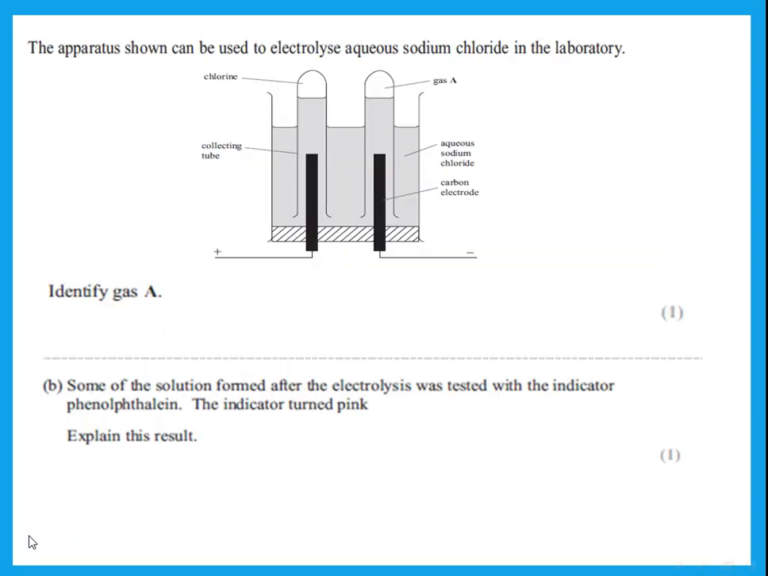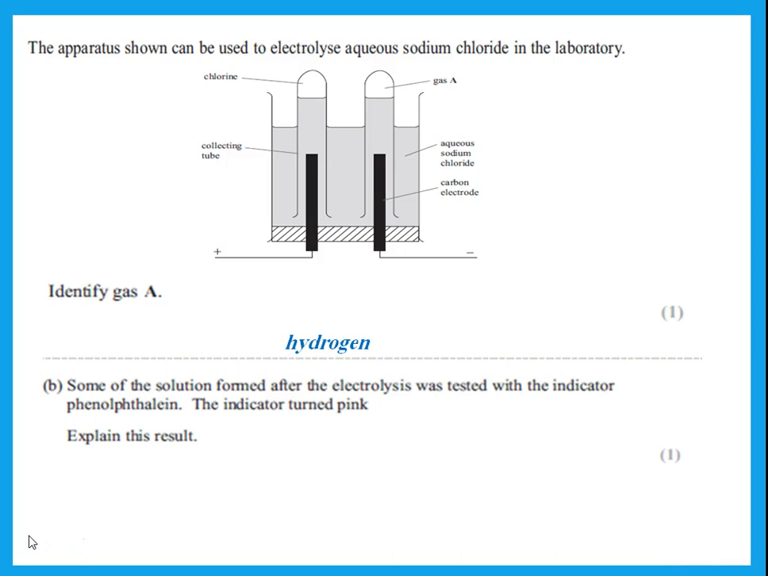The apparatus shown can be used to electrolyze aqueous sodium chloride in the laboratory. Identify gas A. Again, I go back. What is he doing? He's doing aqueous sodium chloride. Now, gas A is at the positive or the negative? Gas A is the one at the electrode connected to the negative. So I want the positive ions. Now, which positive ions do I have? I have sodium and I have H plus from the water. So which one reacts? Again, choice between sodium and H plus. H plus will react to form hydrogen.